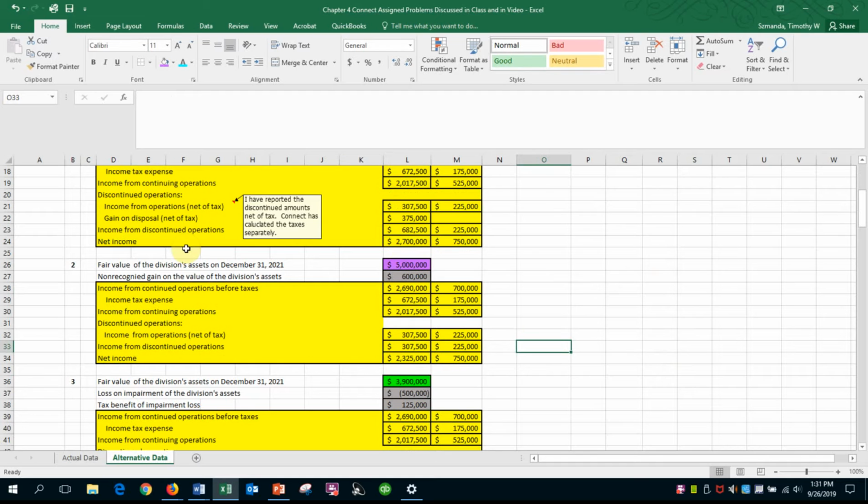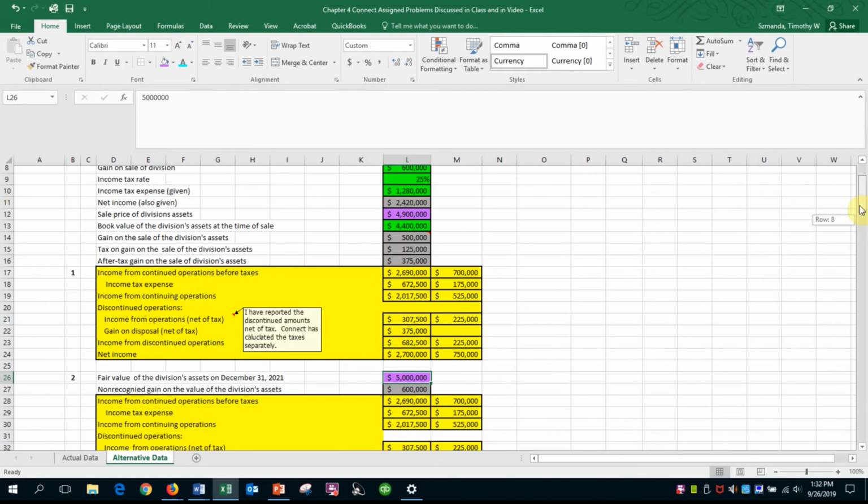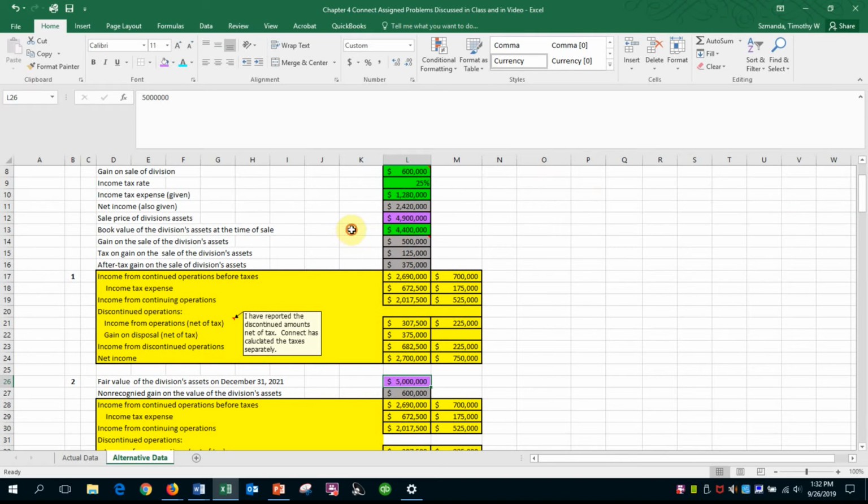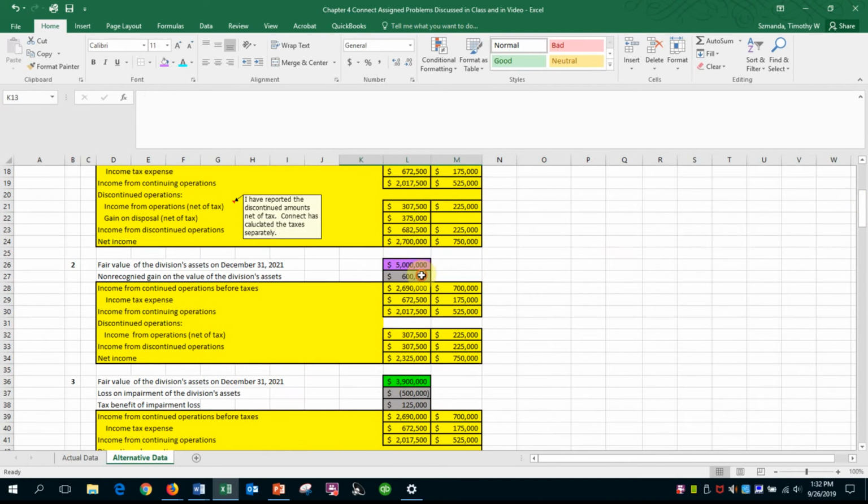Moving on to part 2. It says, assume that on December 31st, 2021, the division has not yet been sold. The fair value of the division's asset was $5 million. In part 2, if it has not been sold and the assets are marked up to $5 million, and remember the book value on these assets is only $4.4 million. What do we do with that gain of $600,000? $5 million minus the $4.4 million.